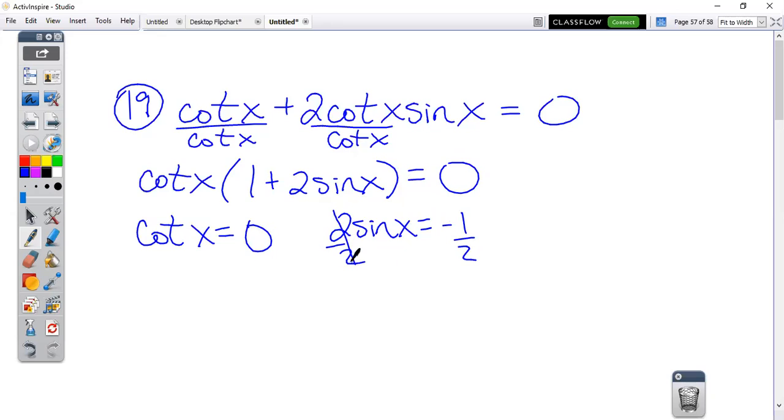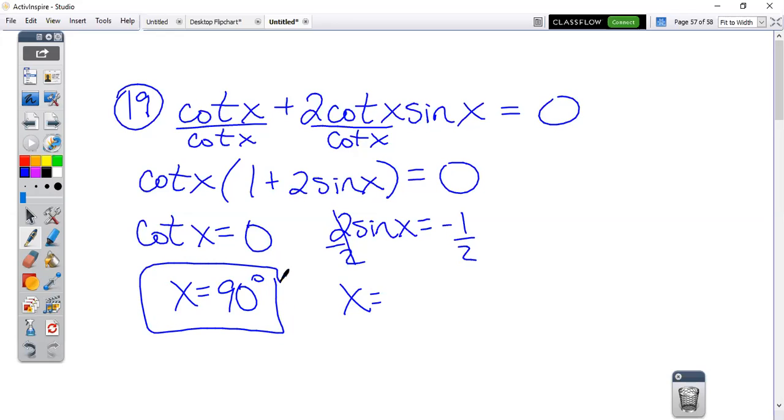So we're looking for where the cotangent of x equals 0 and where the sine of x equals -1/2 between 0 and 180. Okay? Cotangent of x is 0 at 90. So 90 degrees, yes ma'am. And where is sine of x -1/2? It's not, so 90 degrees is the only one.